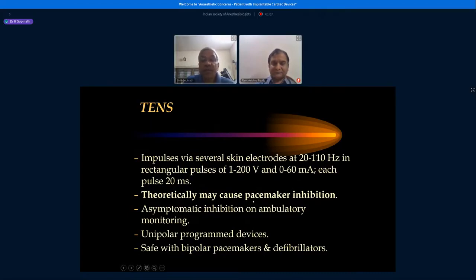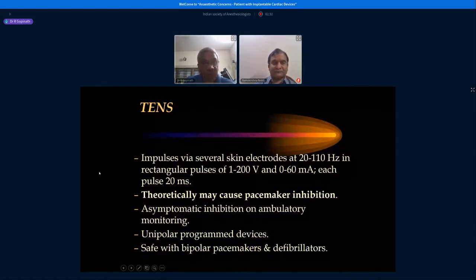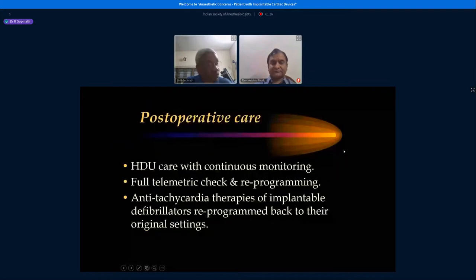Theoretically, these can cause pacemaker inhibition. Asymptomatic inhibition on ambulatory monitoring can happen if the patient keeps a TENS device on and keeps walking around. It can also happen with unipolar programmed devices, whereas this is safe with bipolar pacemakers and defibrillators. So whenever you have a patient coming for pain therapy, please remember that even a transcutaneous electrical nerve stimulator can cause some amount of problems for us.